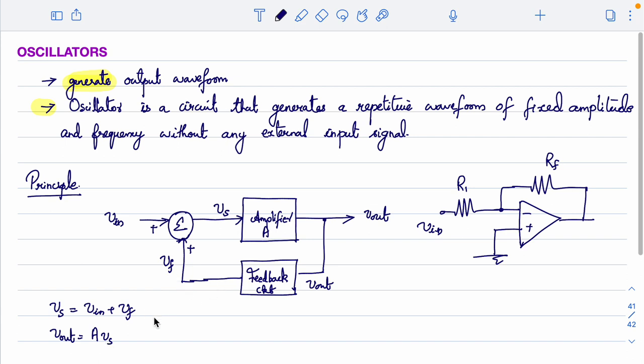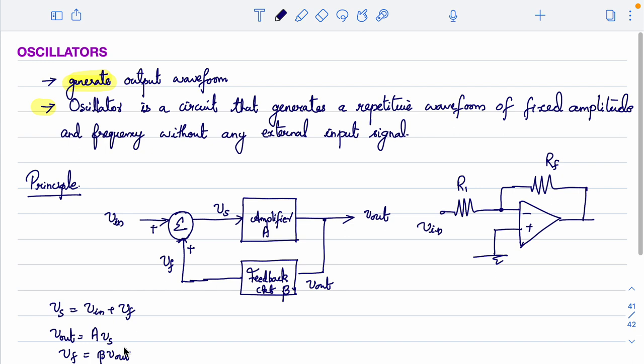One more thing I can write. What about Vf? If there is a feedback network providing some gain, and I am calling it some beta factor, I can write Vf as beta into Vout. So what I have done here is take an amplifier block, then connected a feedback network. In a general closed loop amplifier configuration, this summing network will be doing Vin minus Vf. But instead of that, I made this an exact summing point, where Vs, the input coming to the amplifier, is a sum of Vin and Vf, right?